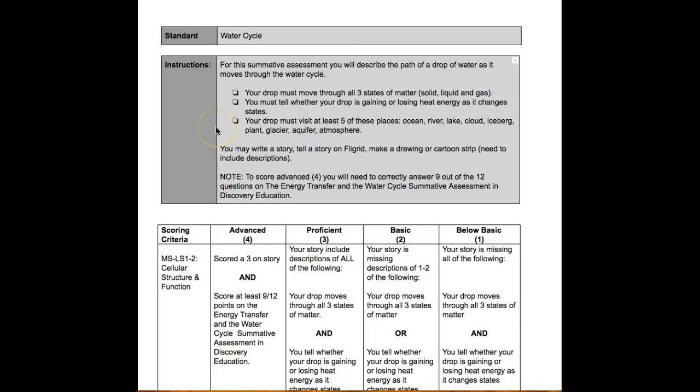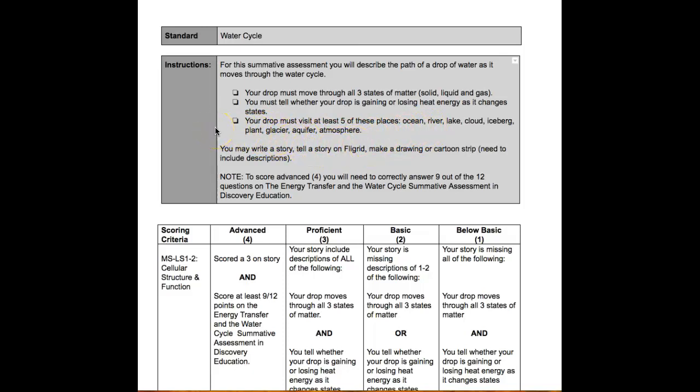It doesn't have to go to all of these places, but at some point in your story, it has to go to 5 of these places, either the ocean, a river, a lake, a cloud, an iceberg, a plant, the glacier, an aquifer, or the atmosphere. So pick 5. And maybe you don't know what these places are yet, but guess what? By the end of this unit, you're going to be able to know what all of these things are.